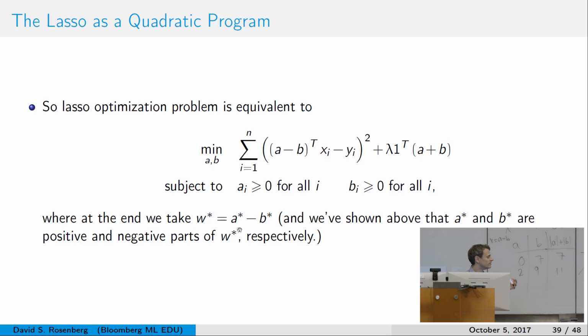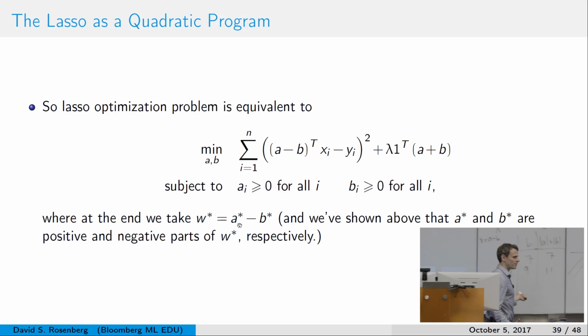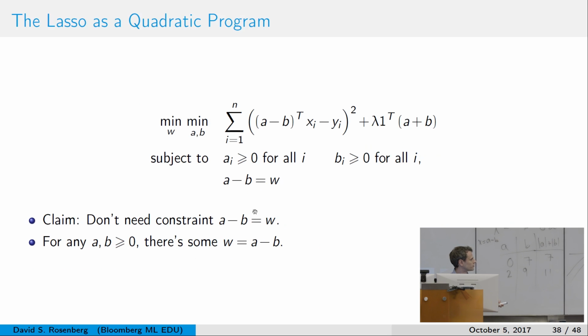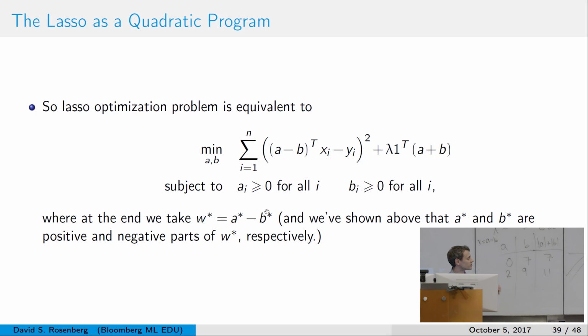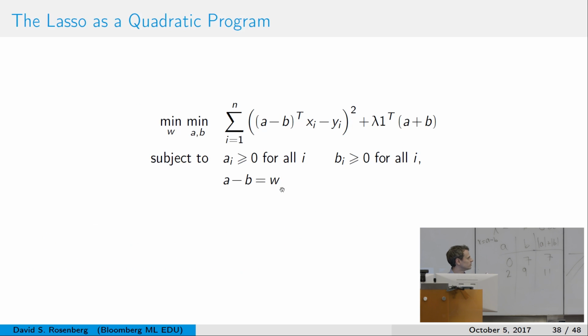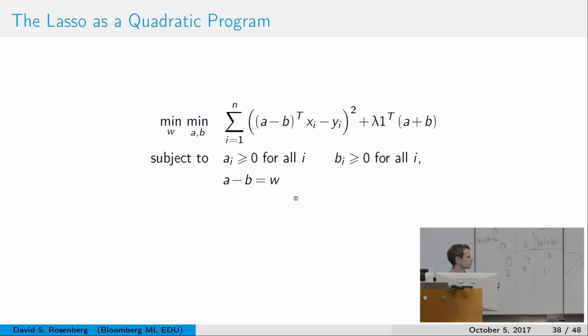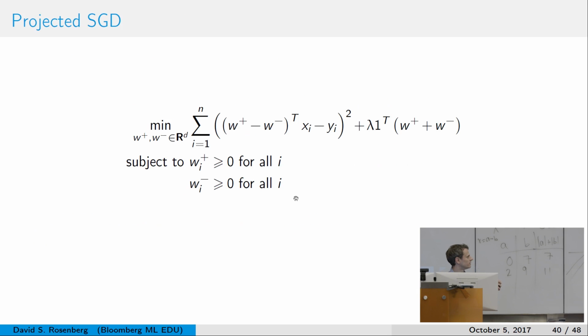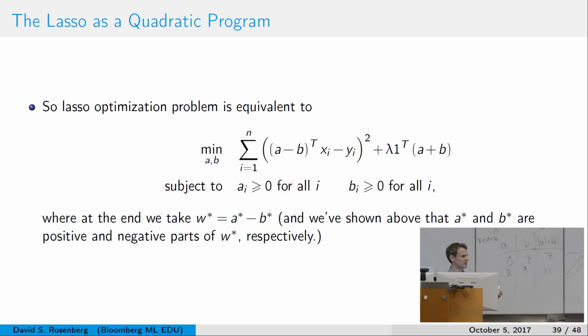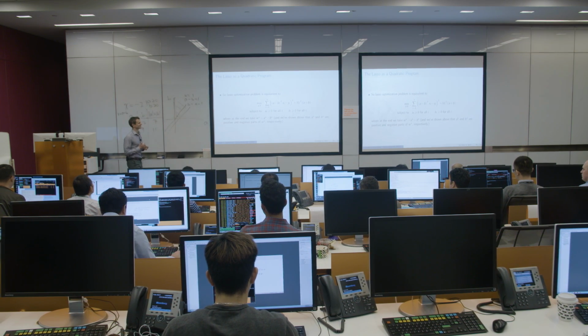Are we still convinced that A and B have the properties we need? Yes, we've shown already, because nothing has changed at each step. At each step, we've gotten an equivalent problem. So it's equivalent to having the constraints that A minus B equals W and A plus B is the absolute value of W. So we're still in good shape that A and B are what we want them to be, even after dropping all those constraints and dropping W. Questions, puzzles?